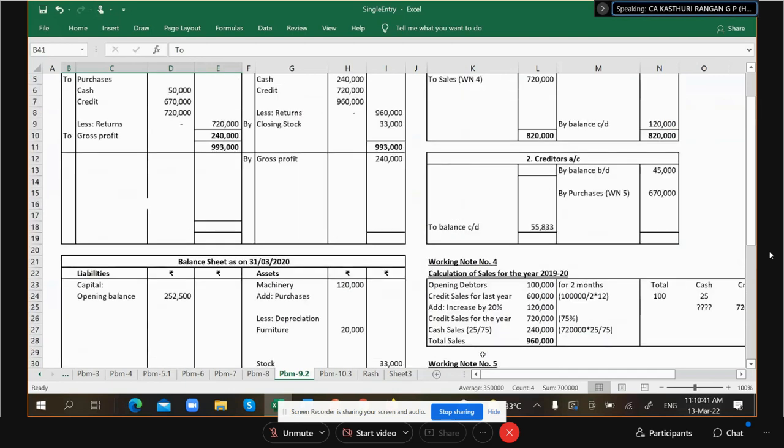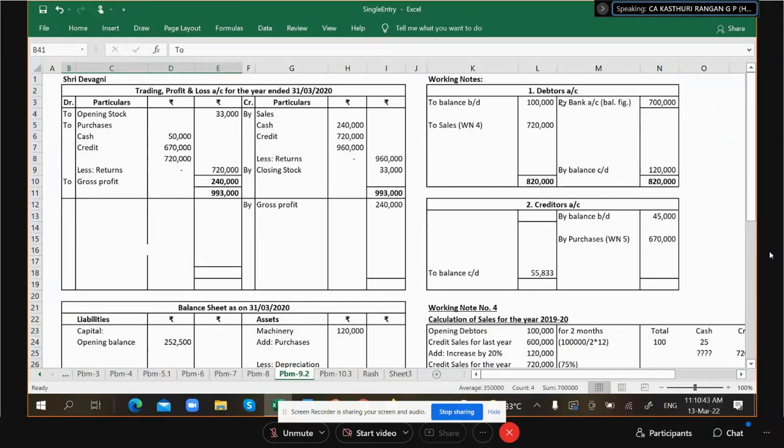So bank account debit to debtor. In bank account by debtor. Sorry, debtor account by bank. So debtor account shows you what is the collection from debtor. Similarly, in the creditors account, we have opening balance, credit purchase, closing balance. What will you get?